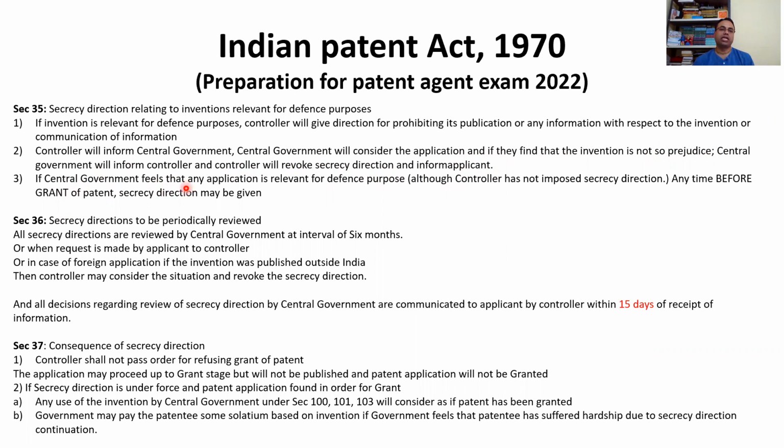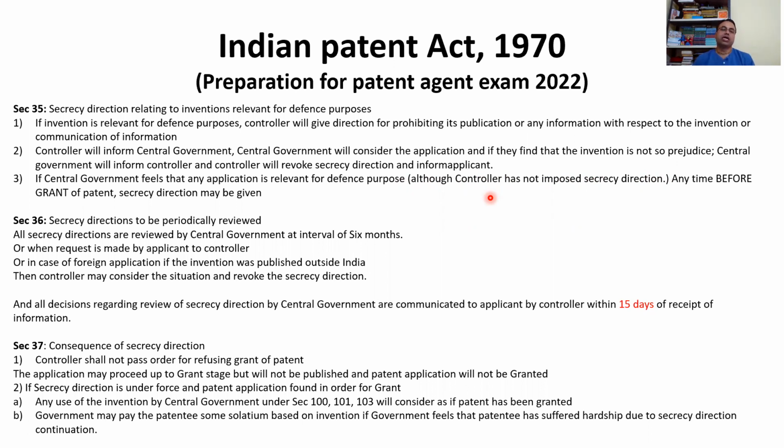If the central government feels that any application is relevant for defense purposes, although the controller has not imposed a secrecy direction, then at any time before the grant of the patent, a secrecy direction may be given. So this is a summary of section 35.